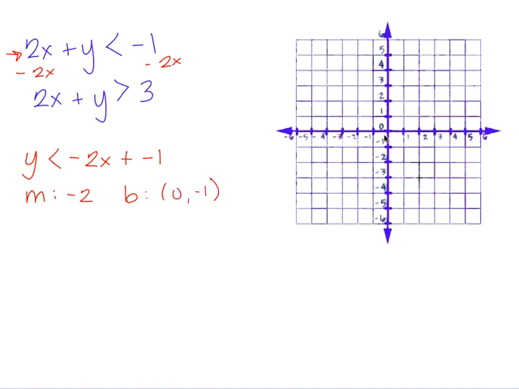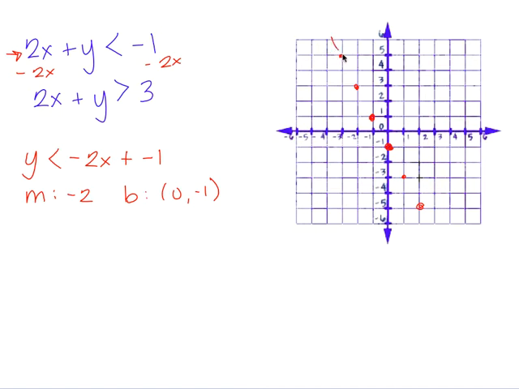Then I'm going to graph it. So I'm going to go to -1. Since it's a negative slope, I'm going to go up 2 and to the left 1. And again, I'm going to do this a few times on my graph.